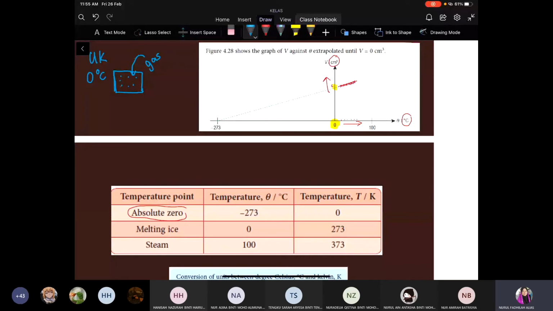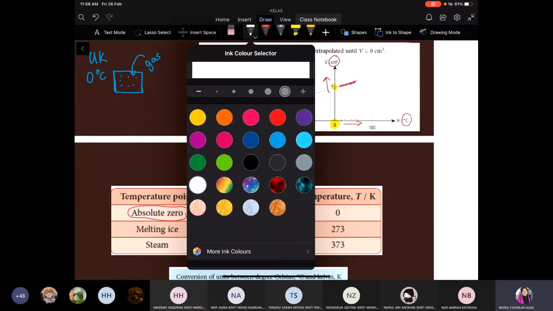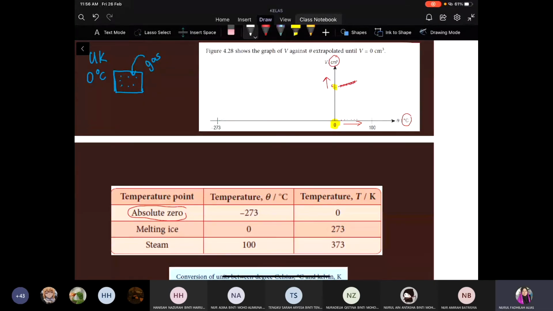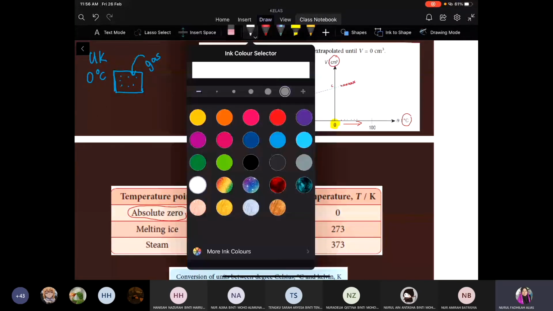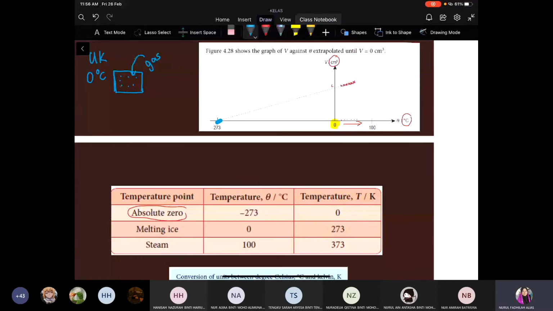Okay. Now, let's say just now you have this graph. This is your graph, with the dot. But when you extrapolate the graph, you found out that your graph will cut the x-axis at a point. And when you use graph paper, this point gives you the value of negative 273 degrees Celsius. So that is what we call absolute zero. Because of that is absolute zero, when we have the unit in Kelvin, 0 Kelvin is at that point.